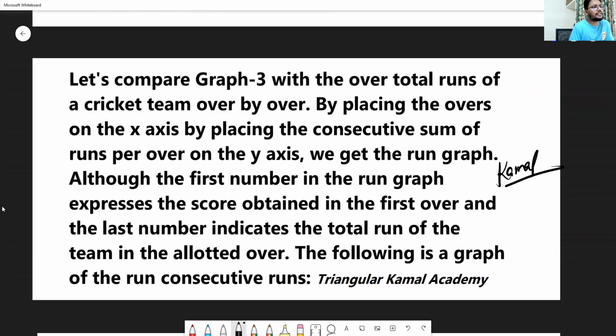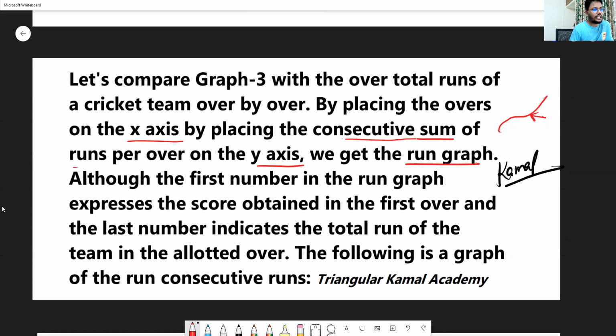Let's compare the third graph with the over and total runs of a cricket team over by over. Now we will compare by placing overs on the x-axis. Place all overs on the x-axis and place the consecutive sum of the runs per over on the y-axis. That means the consecutive sum, the cumulative frequency, is on the y-axis. We get the run graph, and this line is called the run graph.